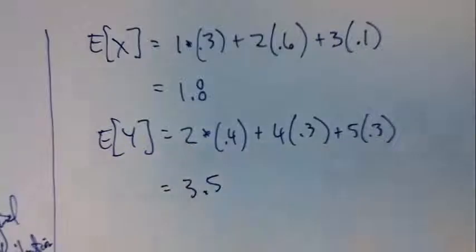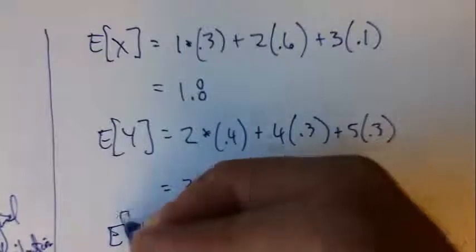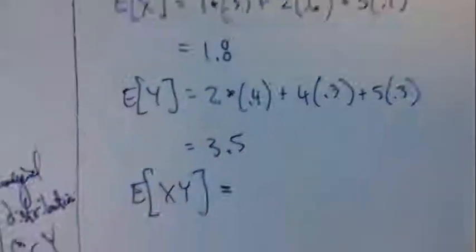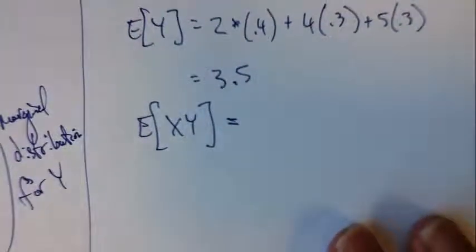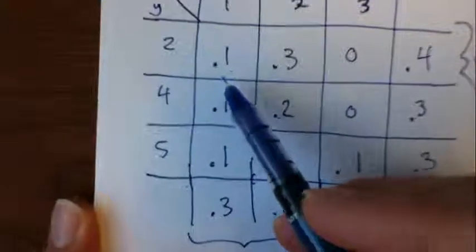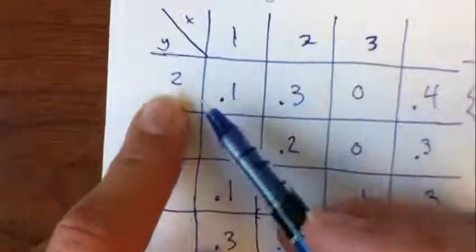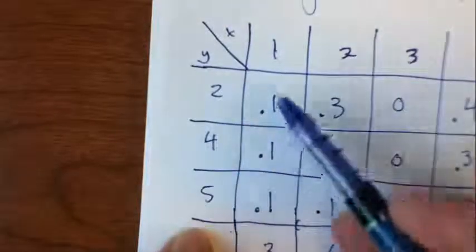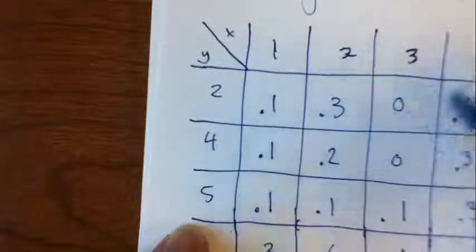Finally, I want to get the expected value of x times y. For this, I'm going to have information about how x and y behave together. So I can't use the marginals. I'm going to have to use their joint distribution, right? Well, what kind of products can you have for the two variables? Well, I could have 1 times 2, and I could have 2 times 2, and I could have 3 times 2. I could have 1 times 4, and 2 times 4, and 3 times 4. I could have the product 1 times 5, and 2 times 5, and 3 times 5.